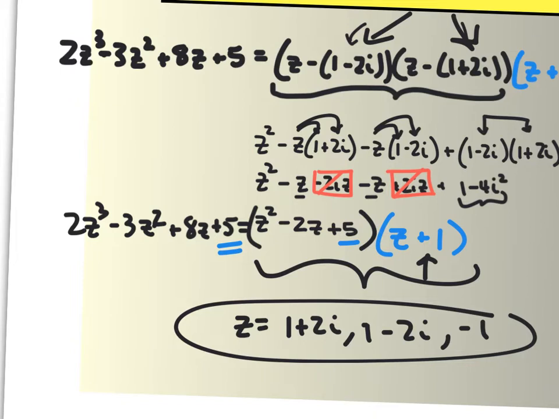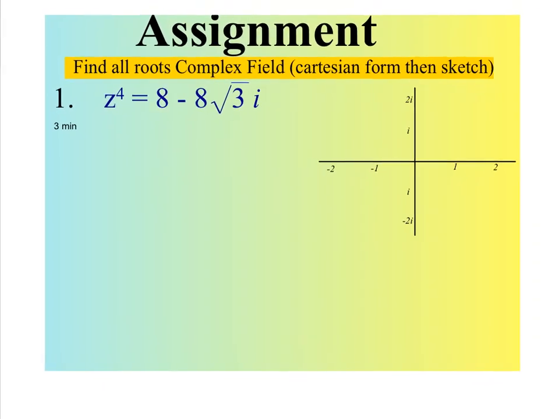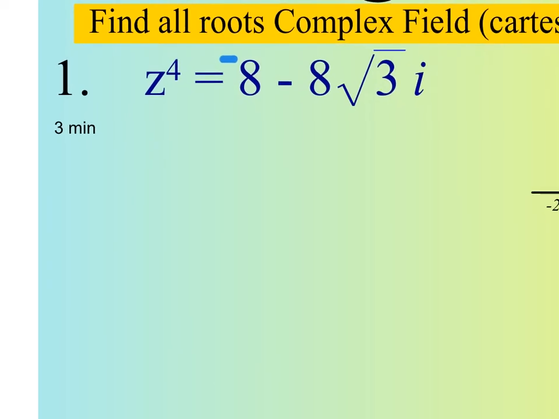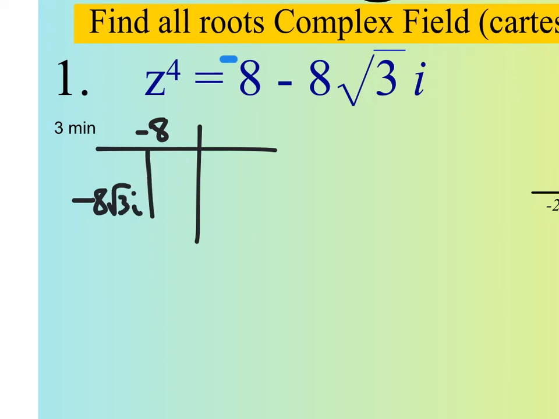Let's move on to graphing an Argand diagram. Okay, I made a mistake on the slide. I want this to be a negative 8 right here. So it's negative 8 minus 8 root 3i. So where would that exist? It exists in quadrant 3. So negative 8 minus 8 root 3i. A triangle would look like that. Not well done, but that's all right.